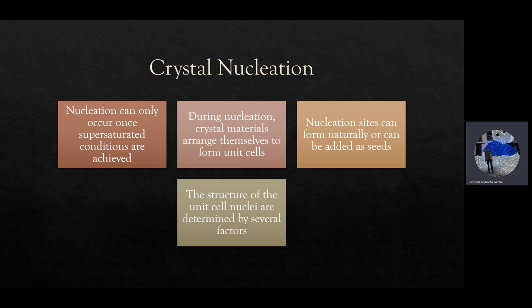The structure of the unit cell for these nuclei are determined by several factors as mentioned in the textbook, but one big factor that isn't discussed much in the textbook is the rate at which the nucleation occurs.